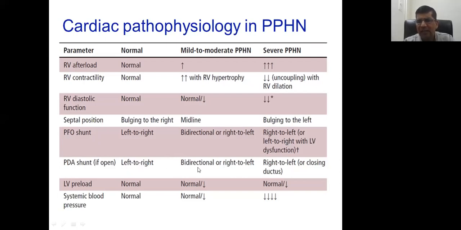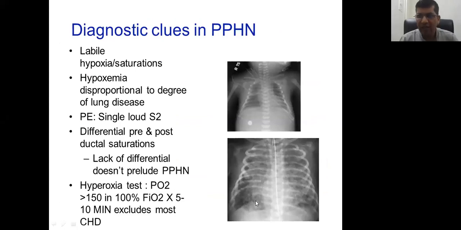PDA left to right becomes bidirectional and pure right to left. LV preload decreases, blood pressure decreases. So LV also fails. So we are talking about RV failure, and we are talking about LV failure in the severe form of PPHN. That's the main important thing that we are talking about as a pathophysiological angle. We do talk about the labile hypoxia.